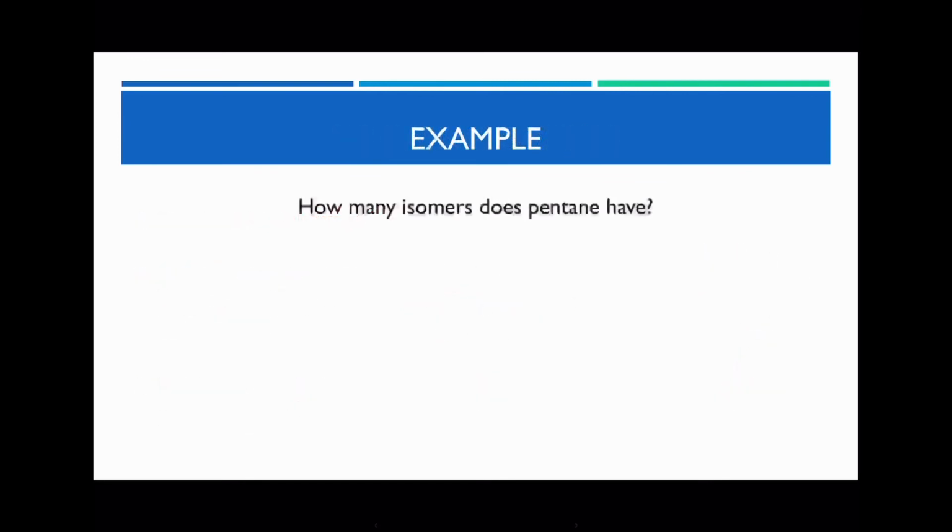So in the first example over here, you need to draw isomers of pentane. So how many isomers does pentane have? Now we know that pent, remember, means 5. So this one has 5 carbon atoms. And because it has an -ane suffix, this is an alkane. And we know that all alkanes follow this particular formula over here. So if you were to substitute 5 into this formula, it would be C5H12 in this case.